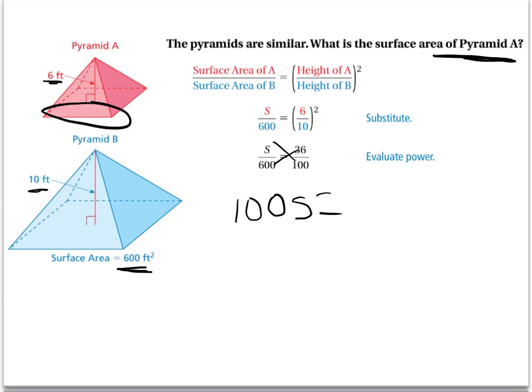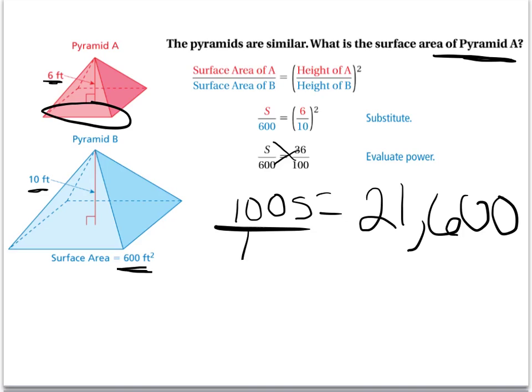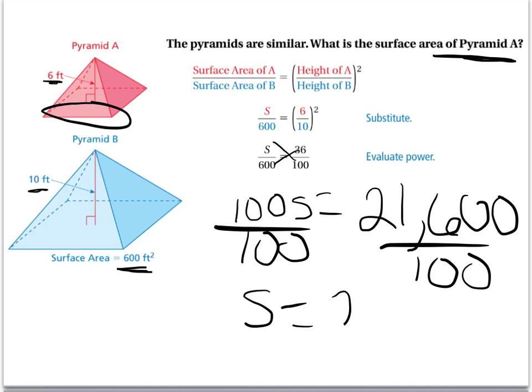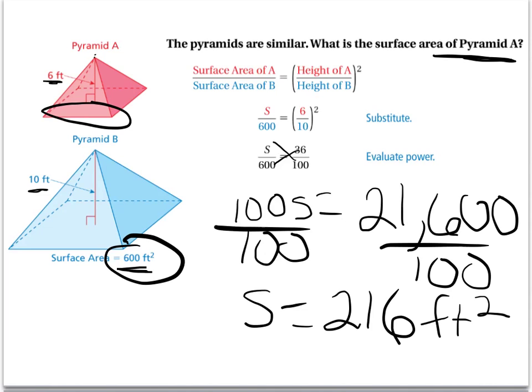36 times 600 gets me 21,600. I'm going to divide that by 100 on both sides, and I'm going to get S is 216. You should compare it. Obviously, this one's 600. Pyramid A is definitely smaller, and obviously 216 is a good answer for that. And that, of course, would be feet squared.